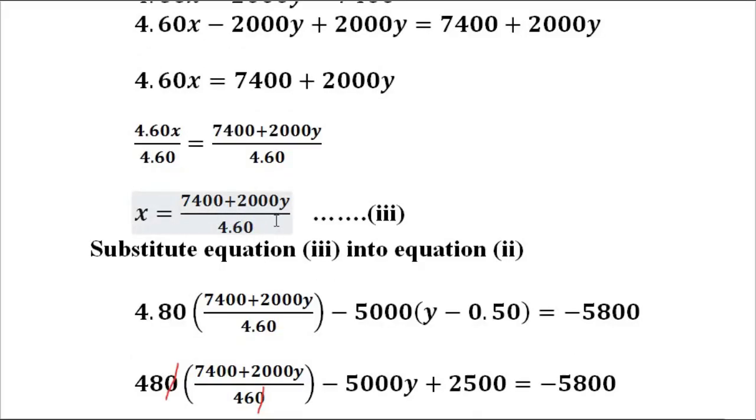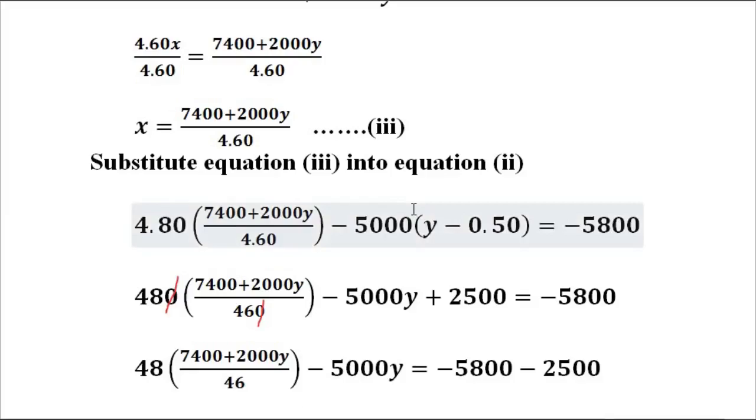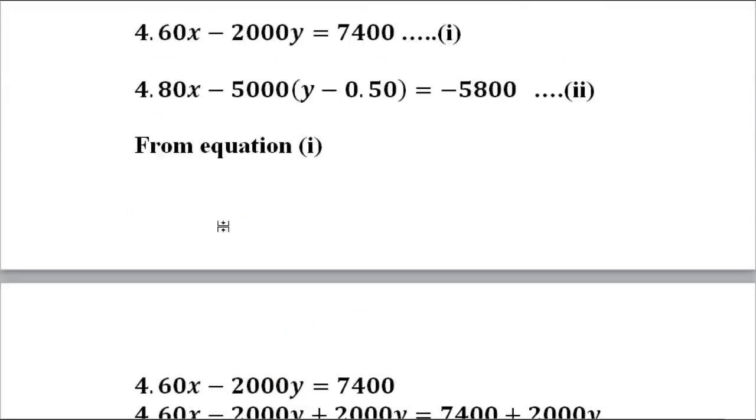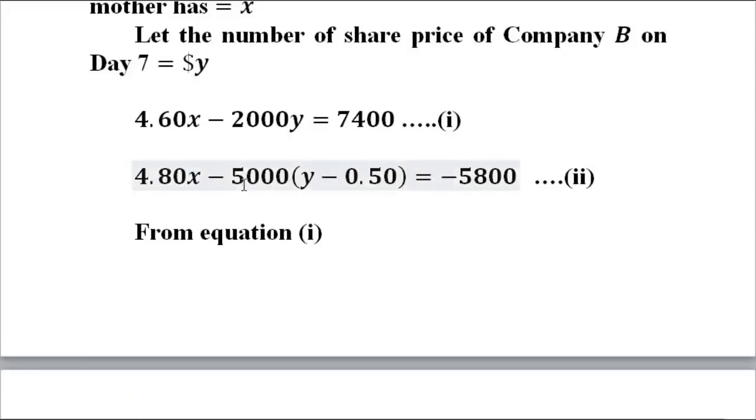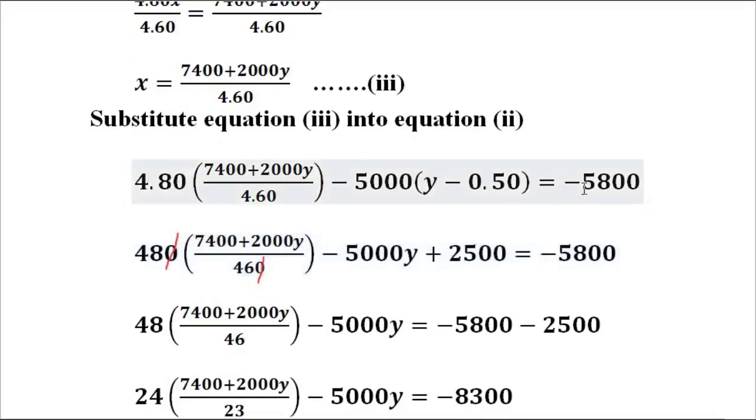Let's name this equation as equation 3. And we are solving the system of linear equations by substitution method. So I'm going to substitute this equation 3 into equation 2. Equation 2, which is 4.80x negative 5000 into y negative 0.50 equals negative 5800, becomes 4.80 into the value of x, 7400 positive 2000y over 4.60, negative 5000 into y negative 0.50 equals negative 5800.